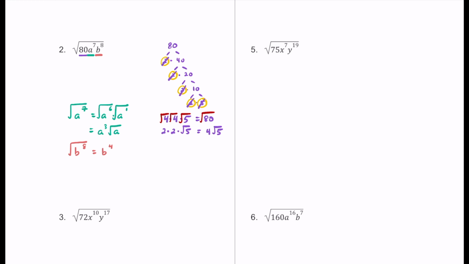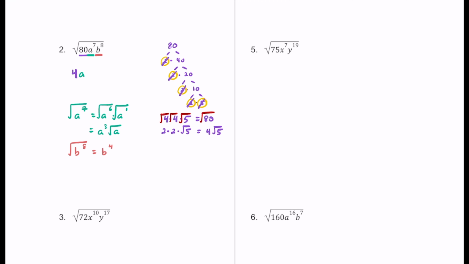Okay. So let's now go and combine a few things here. If we have the square root of 80a to the 7th b to the 8th, well, let's see what came out here. We have 4 on the outside and a to the 3rd on the outside and b to the 4th on the outside. So that's going to be on the outside, this 4. Okay, that's on the outside.